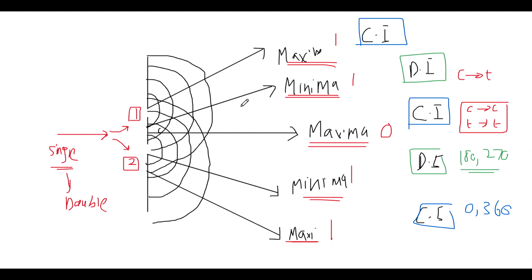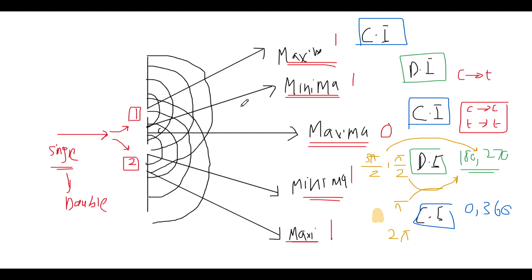If we talk in terms of radians, we can say that in constructive interference the difference would be either pi or 2 pi. But in destructive interference the difference would be 3 pi by 2 or pi by 2. Got it? Pi by 2 is 180, 3 pi by 2 is 270. Sorry, pi is 180, and 2 pi is going to be 360.